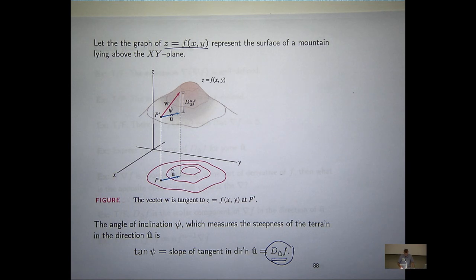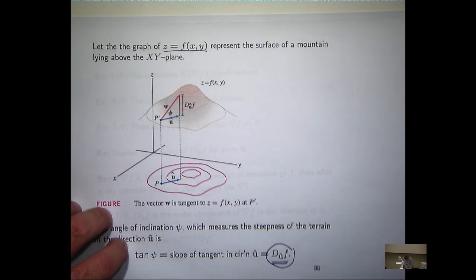Yes? Just out of interest, where does the U have to go if it's 10? Oh, it's got length 1, because it's a unit vector. You with me? It's a good question.